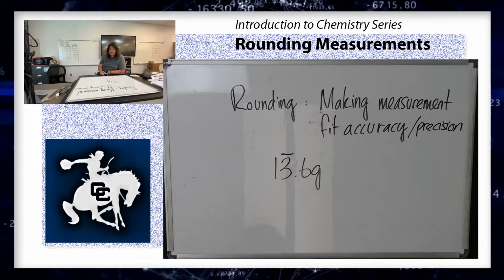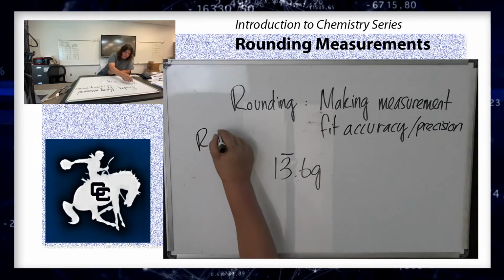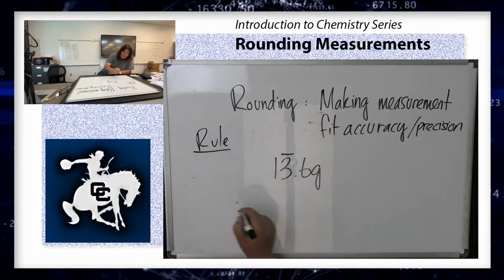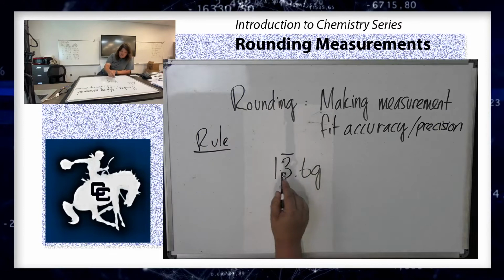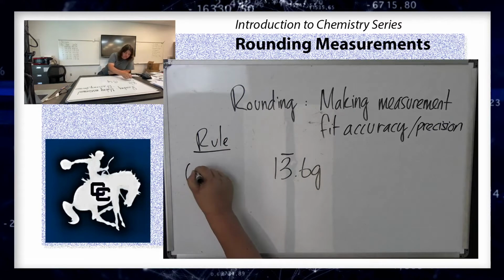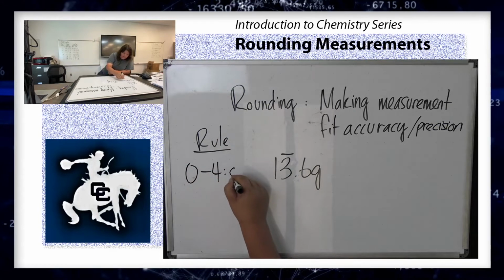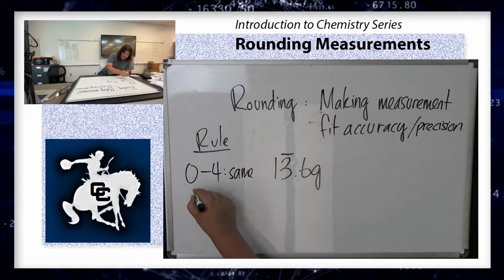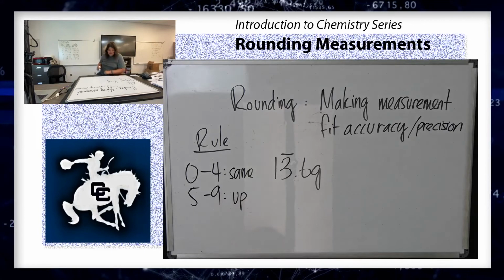To round this answer, I'm going to follow some basic rounding rules. Here are the rules for rounding. The first rule is that if the number that goes after the number to round is between 0 and 4, we keep the number the same. If it's 5 to 9, we round up. Here, the number is 6, so we're going to round up to 4. This number becomes 14 grams.